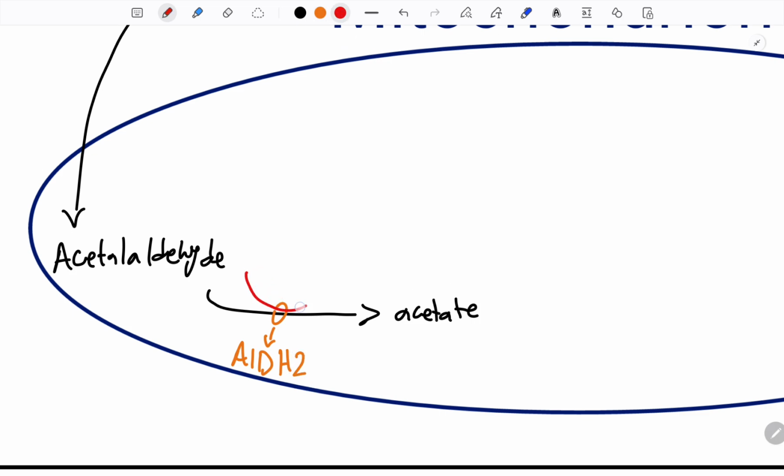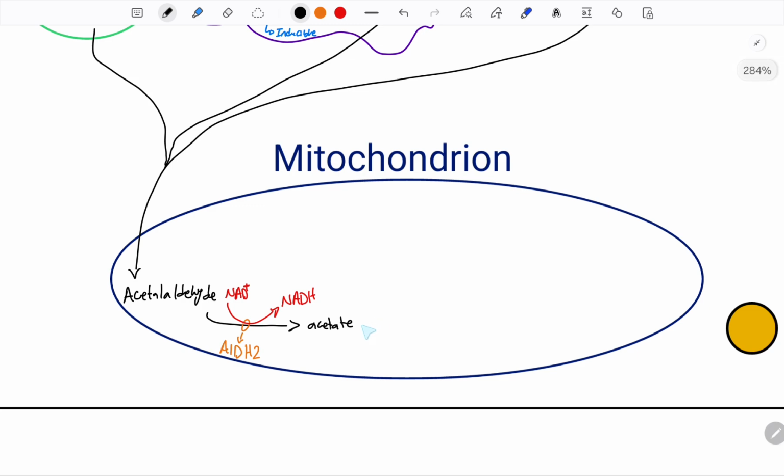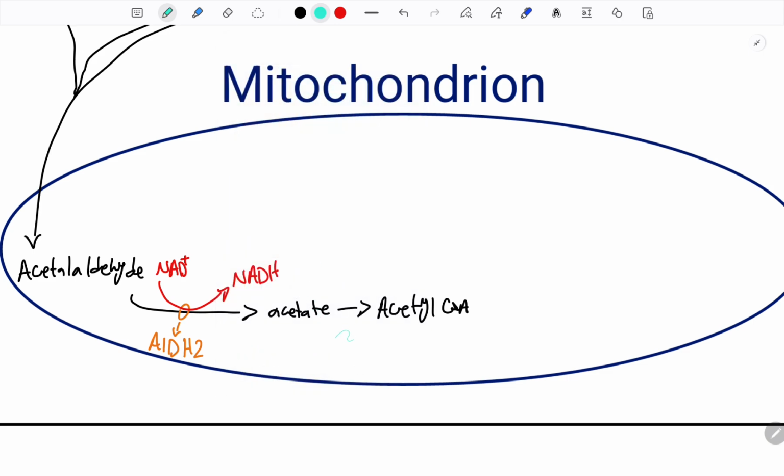Now, again, this reaction is also taking NAD positive and turning it into NADH. Now, this acetate can actually leave and go to organs like the skeletal muscle and be turned into acetyl-CoA, but it can also turn into acetyl-CoA here inside of the liver, right? So here, it can be turned into acetyl-CoA, and this honestly requires only one thing, which is the addition of a coenzyme A. It only requires a coenzyme A to be added in here to make acetyl-CoA.